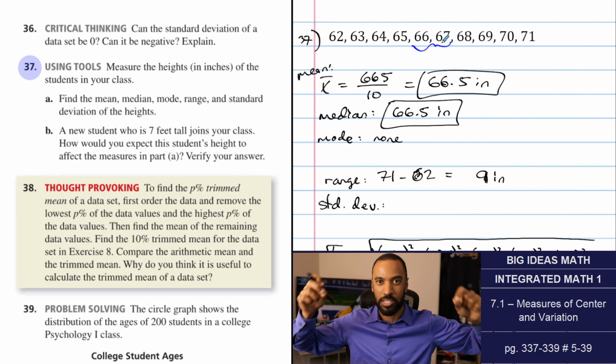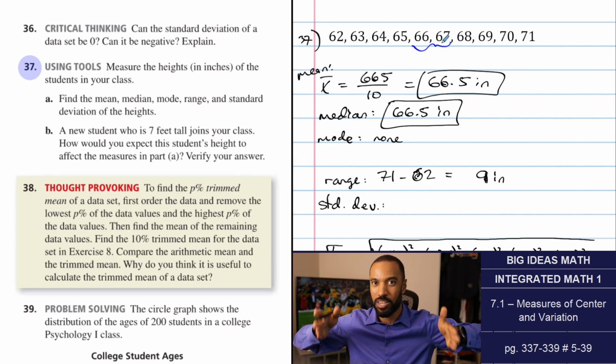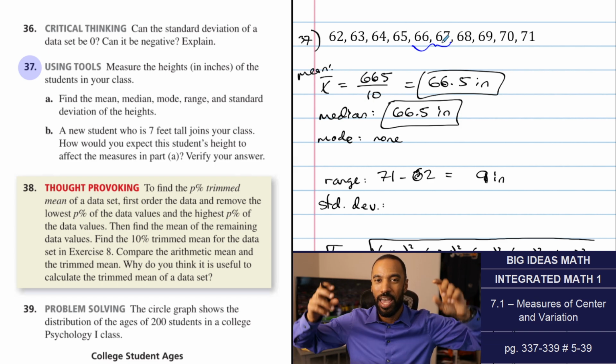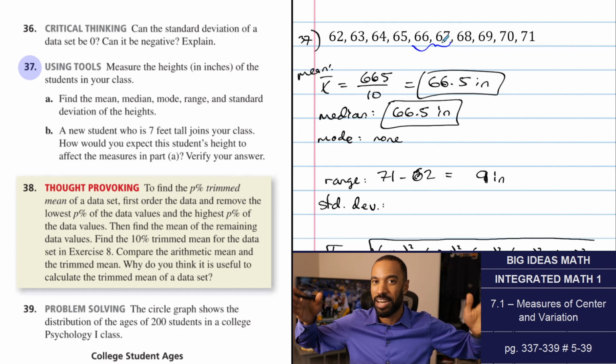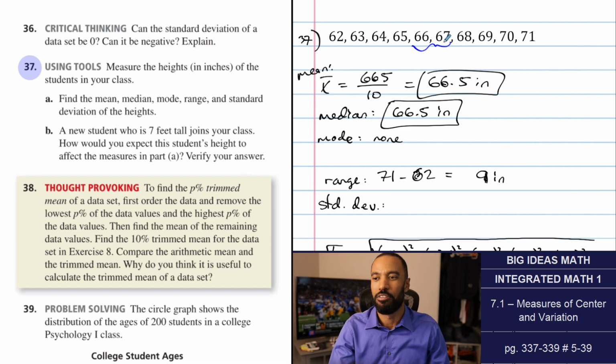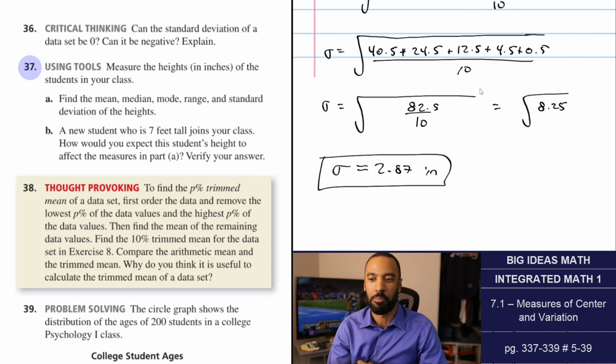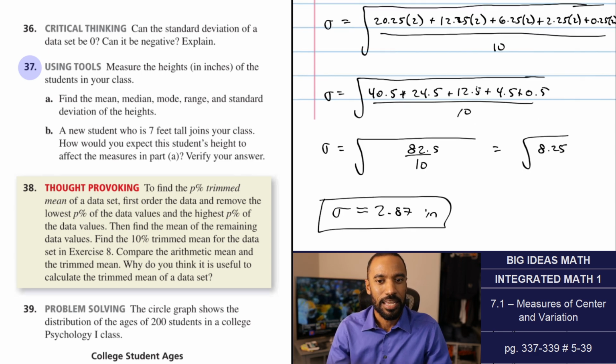You add or subtract another 2.87 inches, 95% of your data falls within those two, and add and subtract another 2.87, 99.7, I think it is, percent of them falls within there. Almost all 100% fall within that range. That's how standard deviations work. I don't know how they came up with those, but that's how it works. That's just part A. Let's go to part B.